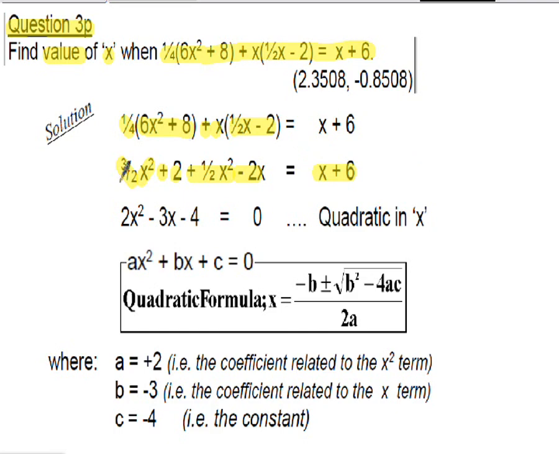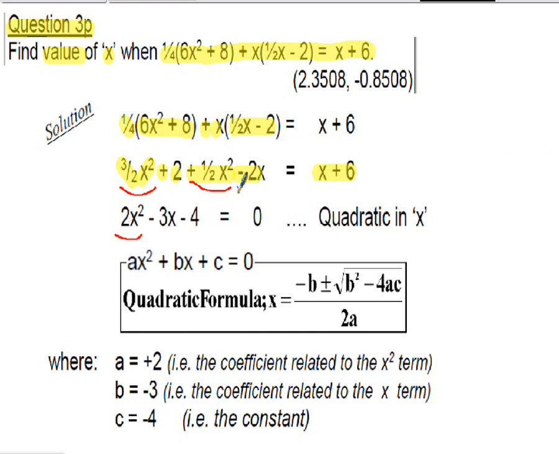In the next line I'm going to tidy up the equation, bringing my like terms together where possible. I've got this 3 upon 2x squared and a plus a half x squared. In decimals, that's 1.5x squared plus 0.5x squared, which gives me 2x squared, so those two terms come together there.